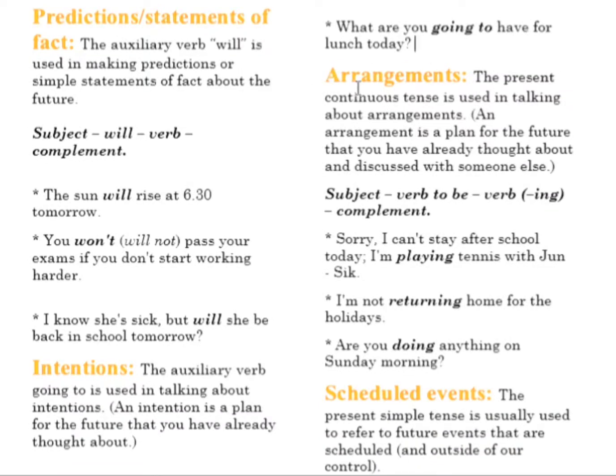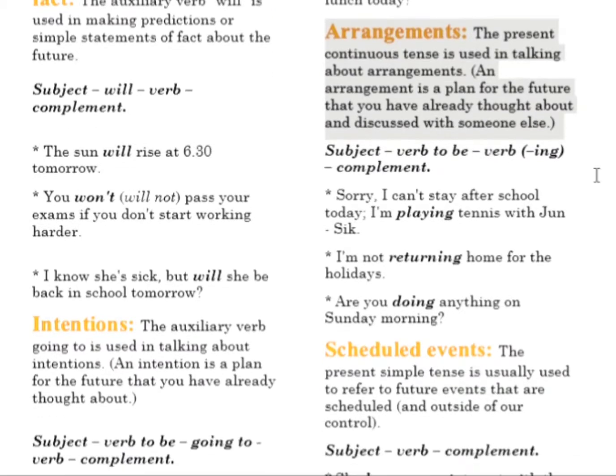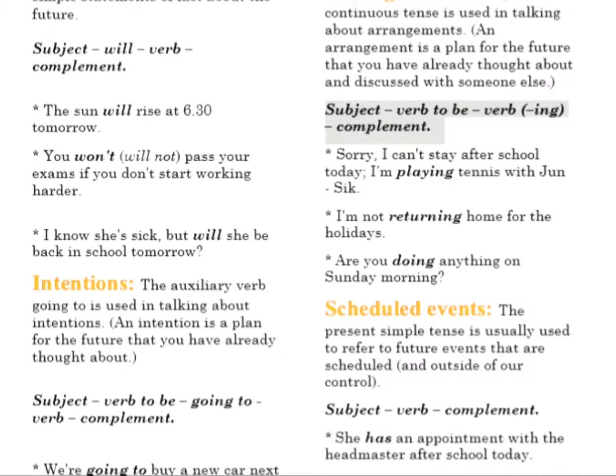Now, arrangements. The present continuous tense is used in talking about arrangements. An arrangement is a plan for the future that you have already thought about and discussed with someone else. In this case, we have to use the present continuous. We have already studied present continuous in previous lessons, but the structure is the following one: subject, verb to be, verb with the ing form, and the complement.